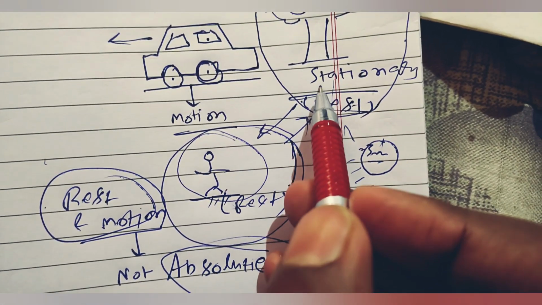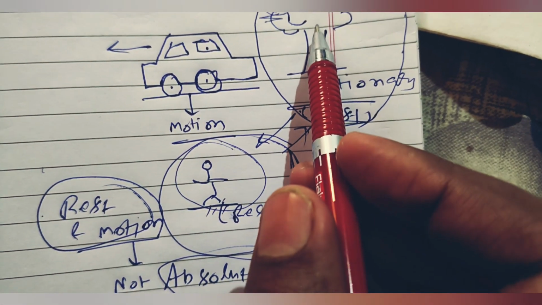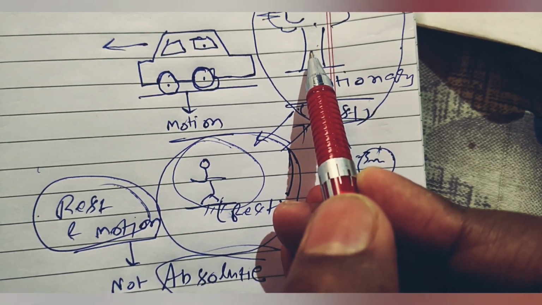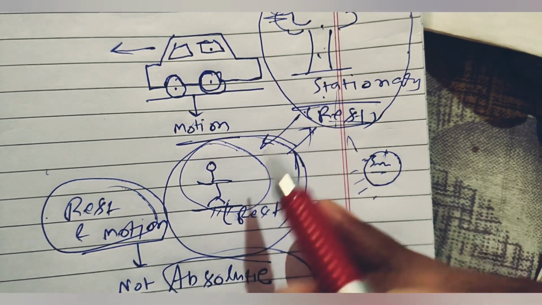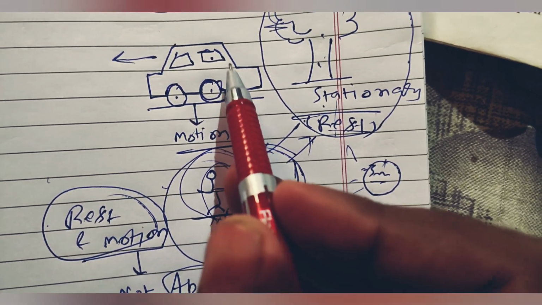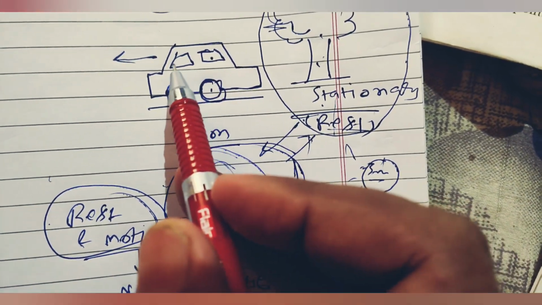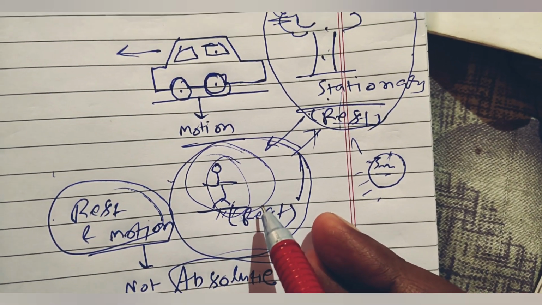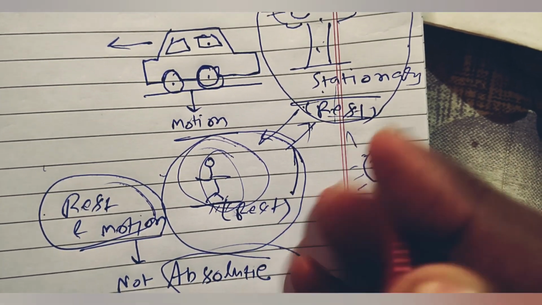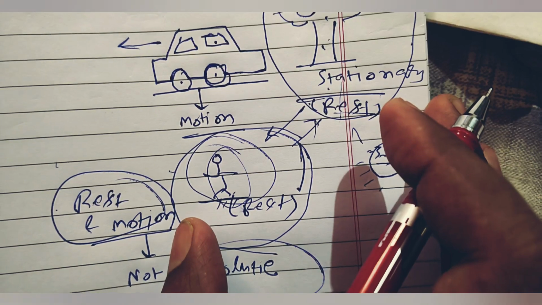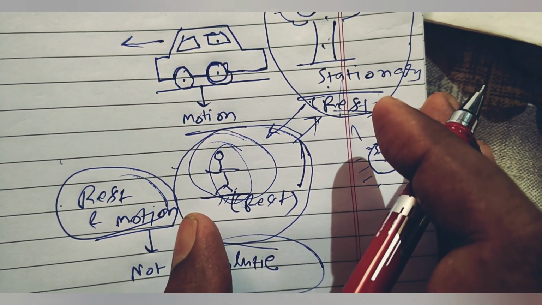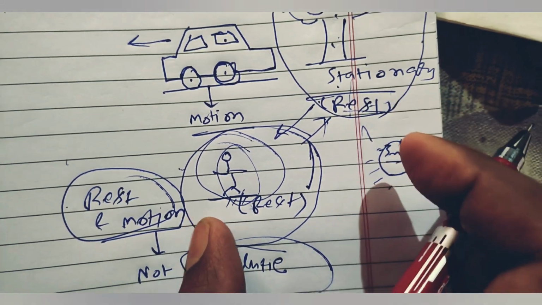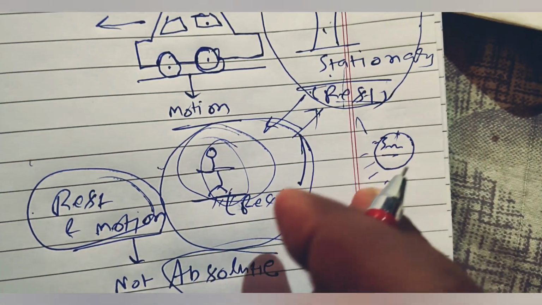With respect to a man or a monkey sitting over the tree, this man is at rest. But with respect to a man sitting over this moving car, this man is not at rest; he is seemingly moving. That means we cannot say anything is in absolute rest or absolute motion. Rest and motion are relative concepts.